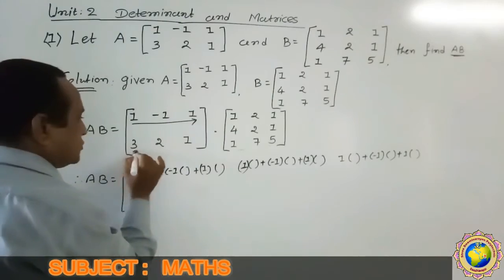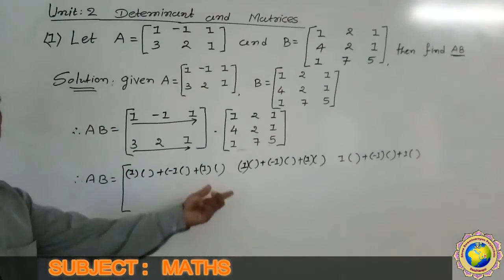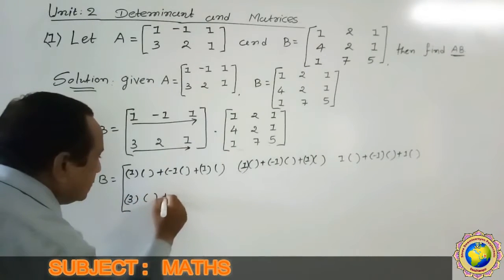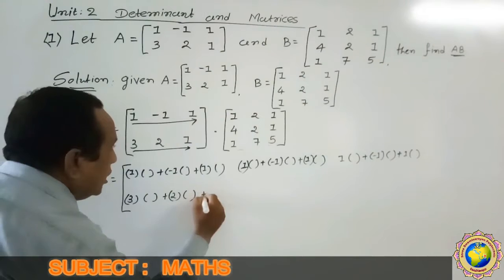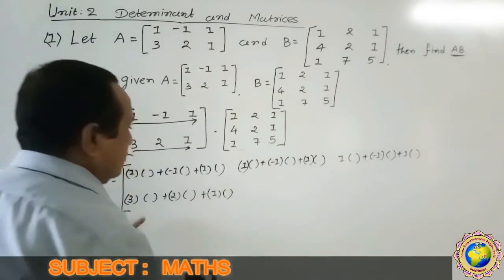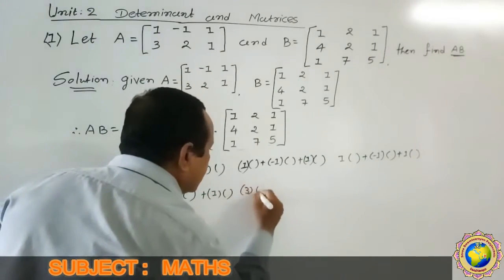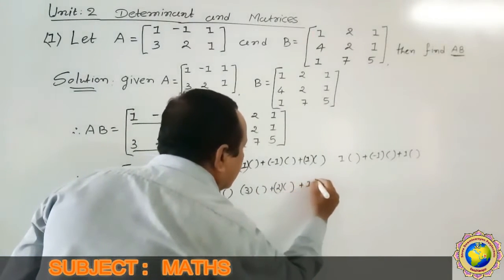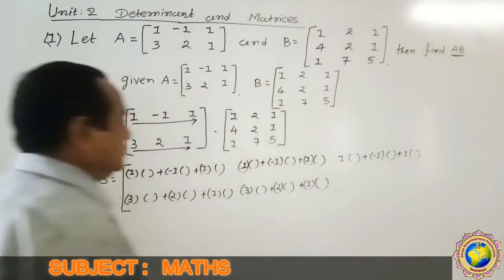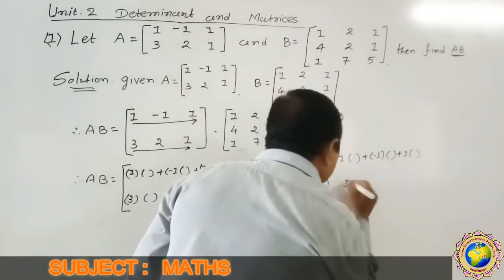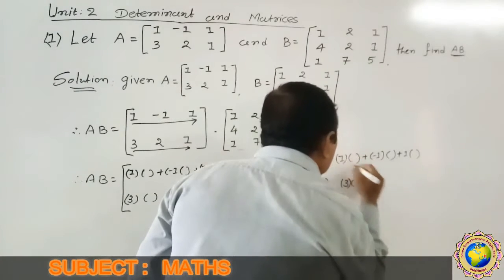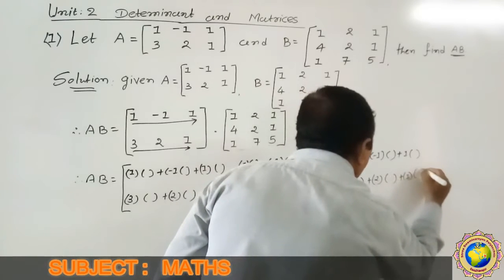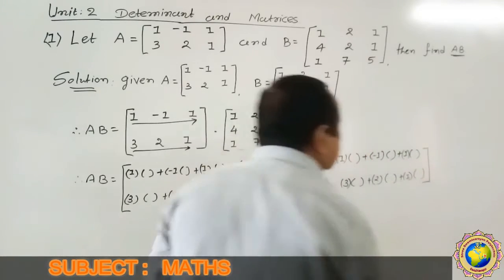Now second row, similarly, write down 3 times. So here 3 2 and 1. Again 3, 2, and 1. Third time, 3, 2, and 1. Clear?